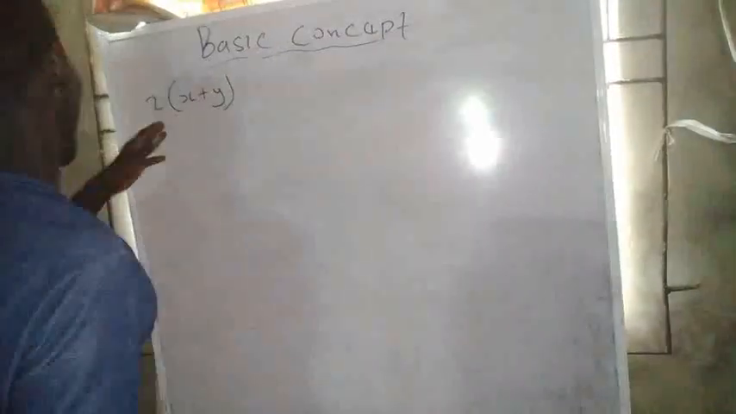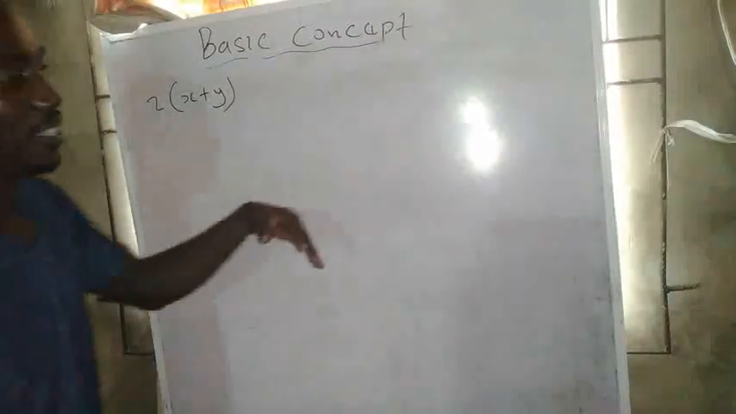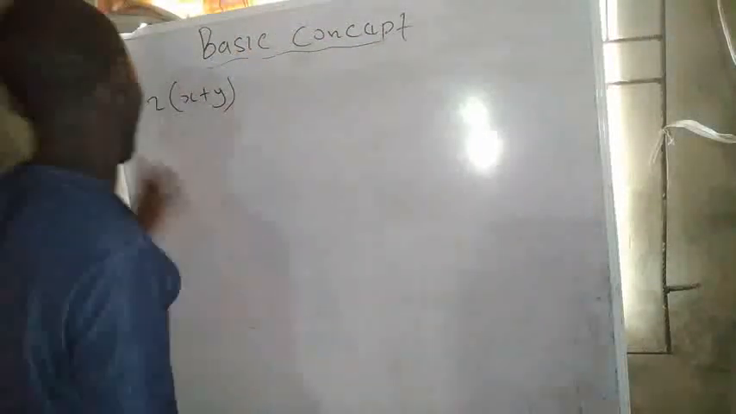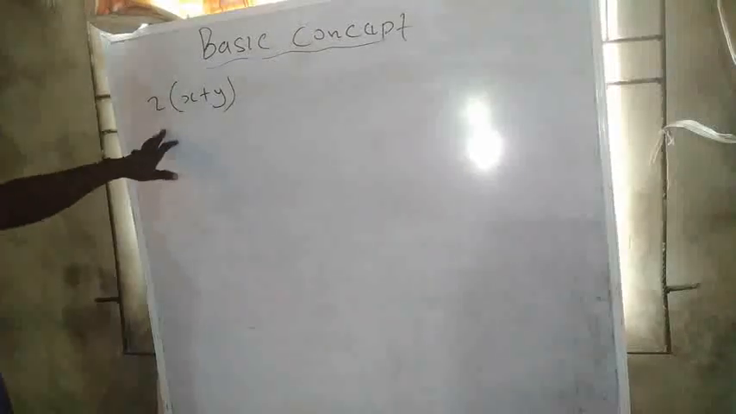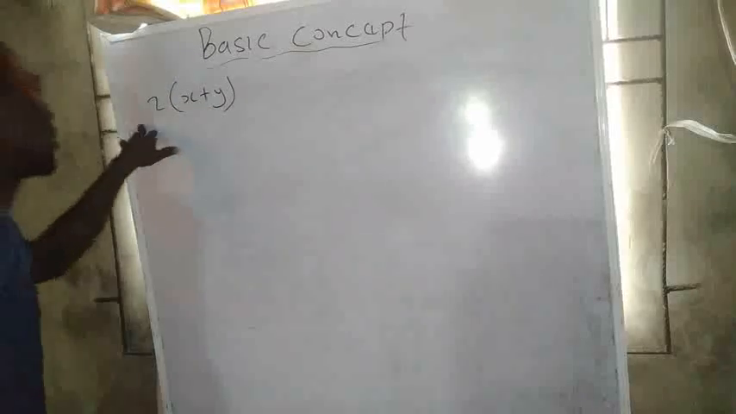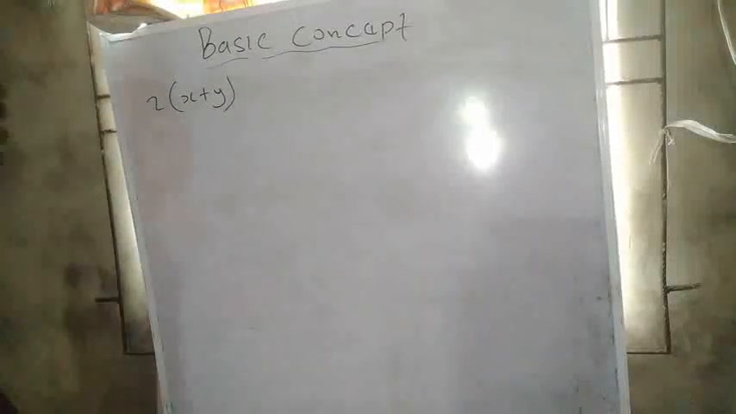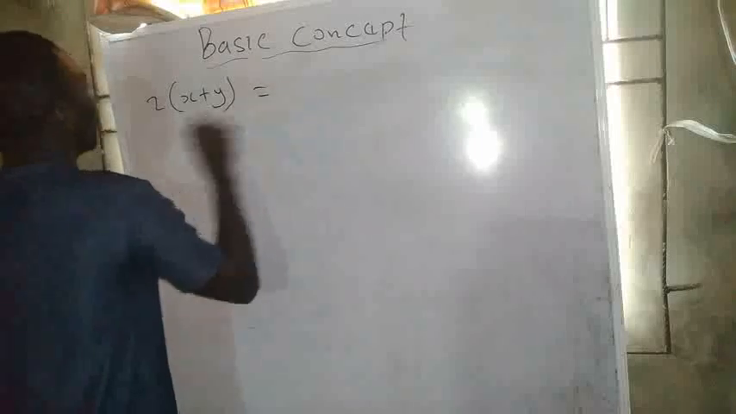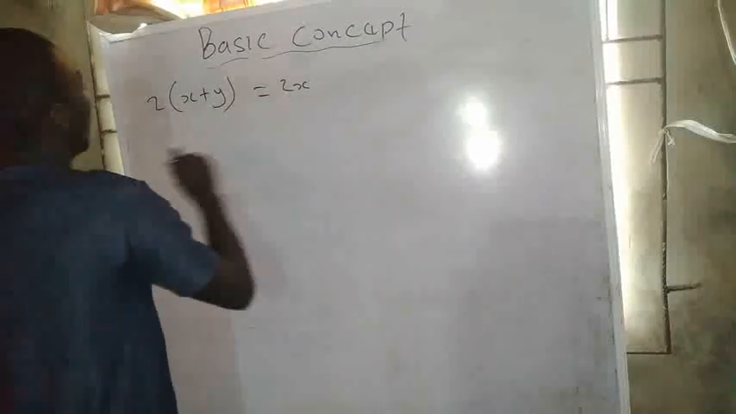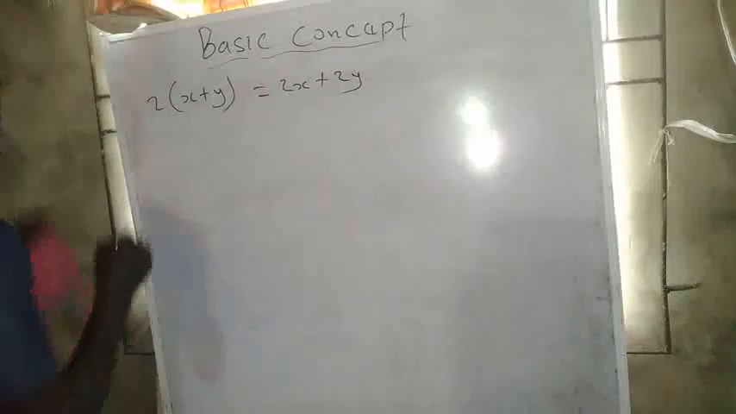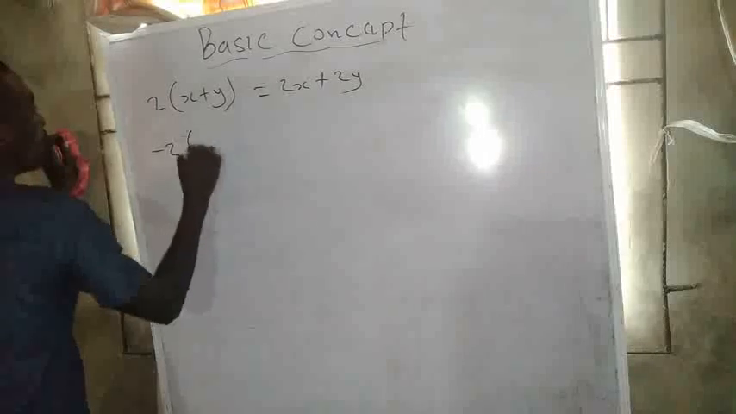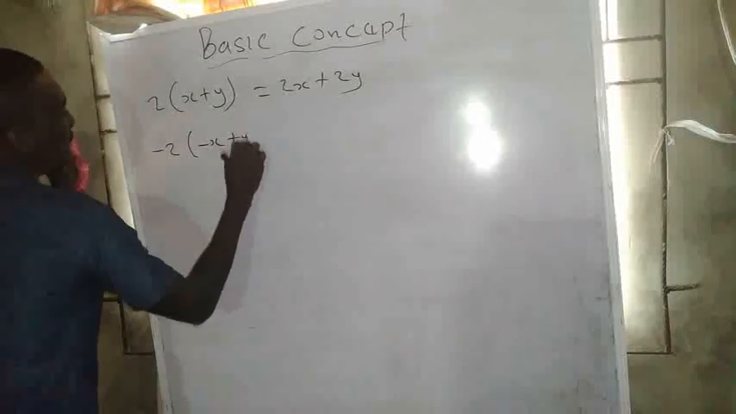Notice, anytime we have a number at the back of a bracket in this form, the thing you need to do is to clear the bracket, that is, remove the bracket. For you to do that, anything beside the bracket, use it to multiply everything inside the bracket. So here, the answer will be 2 times x, that is 2x, plus 2 times y, that is 2y.